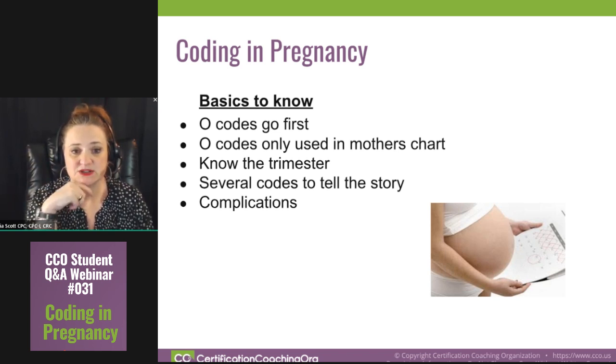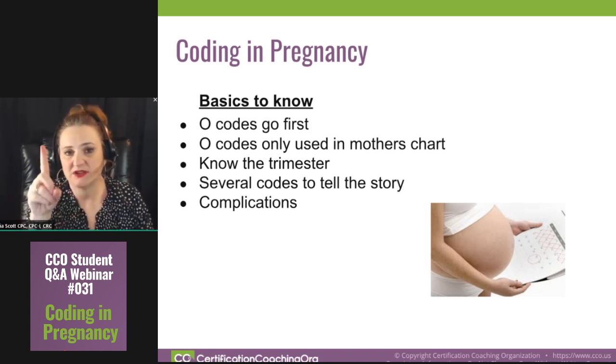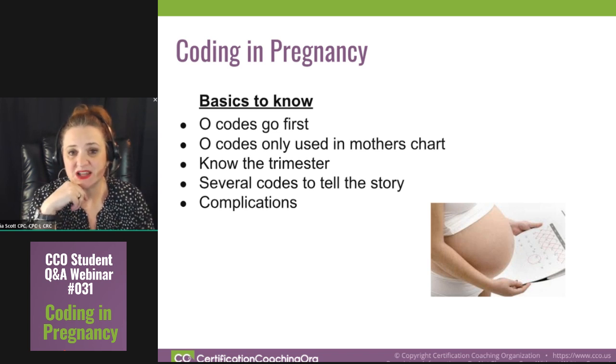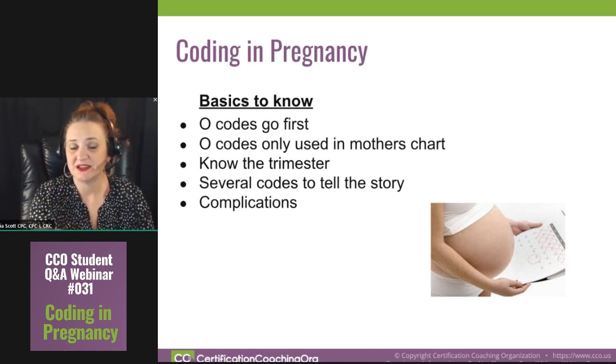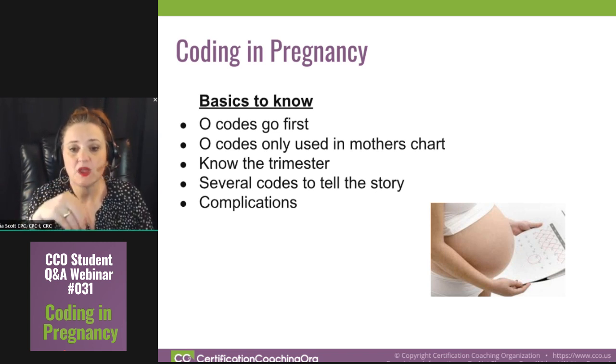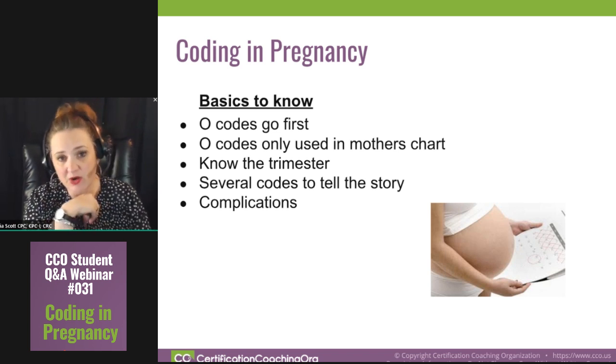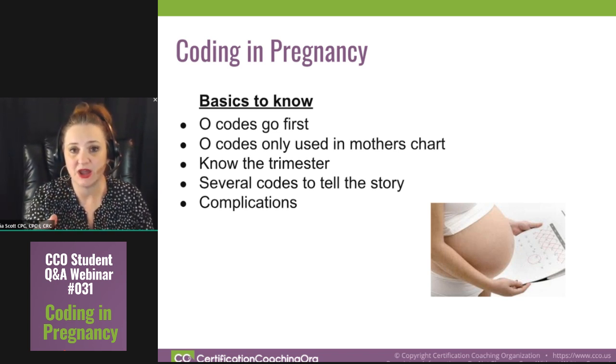And there's 3 trimesters. Whenever you're dealing with obstetrics, whether you're dealing with delivery or not, but especially with delivery, you're going to end up usually having more than just one code. Okay, so be aware of that, because there's just a lot of things that you have to tell in the story. And remember, it's statistics, right? Be aware of complications. If something can go wrong, it needs to be noted, okay?